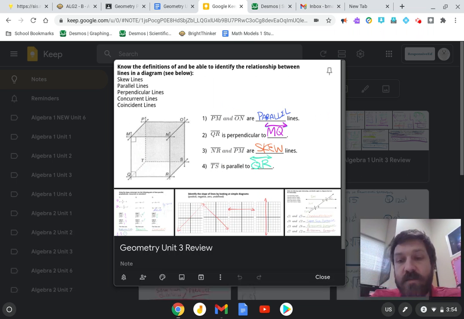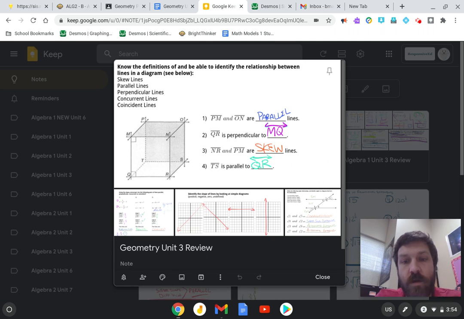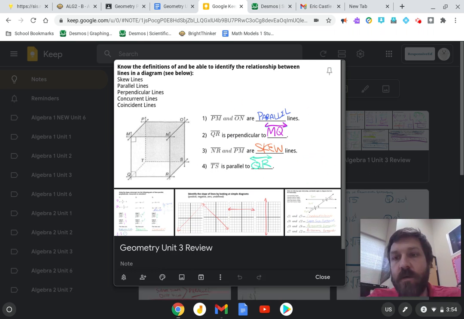Do not neglect studying for the definitions for the lines you see in this and also the angle relationships you see here. All right, that is it for the review video.